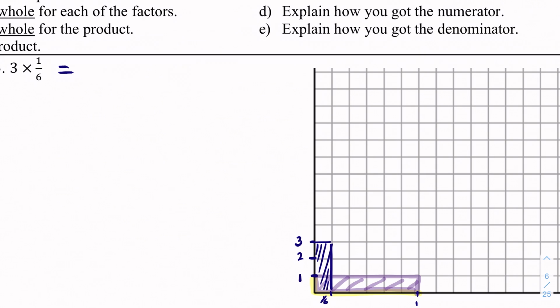So, in our shaded area, we have 3 pieces, right? Because it was 3 rows of 1 column. In our whole, we have how many pieces? 6. So we need 6 of them to fill the whole. So that's 3/6. That's interesting, because we know that could be simplified to a half.